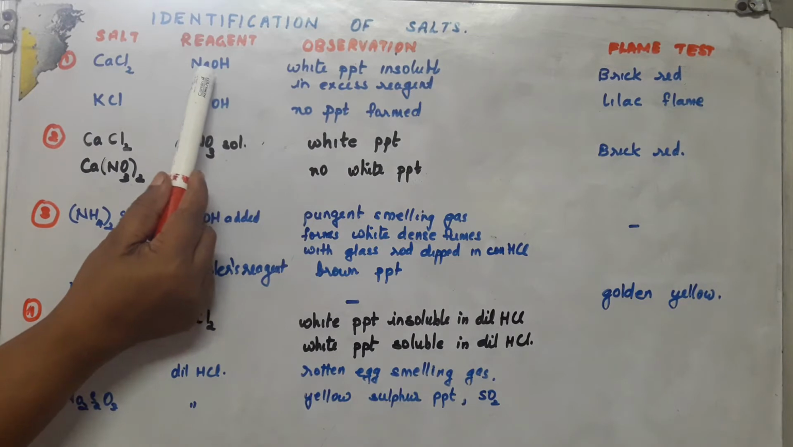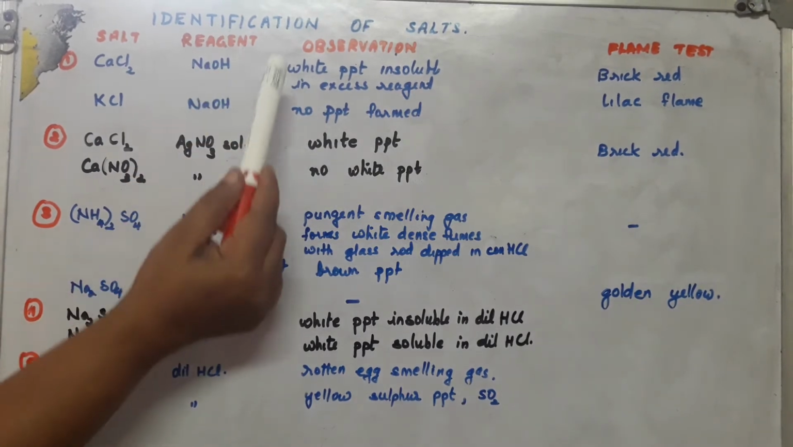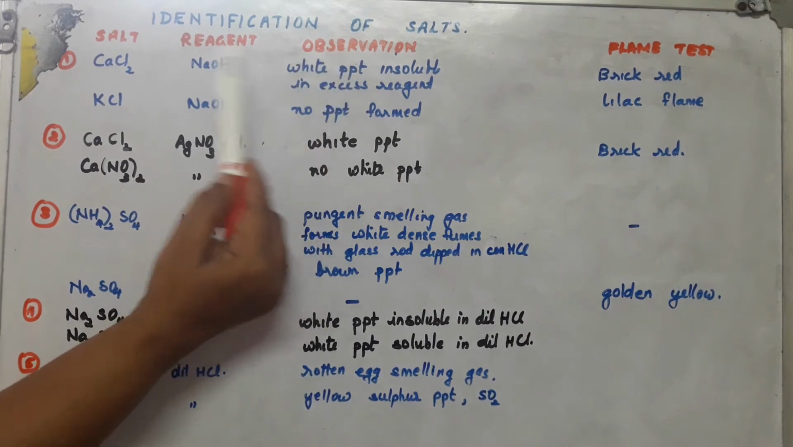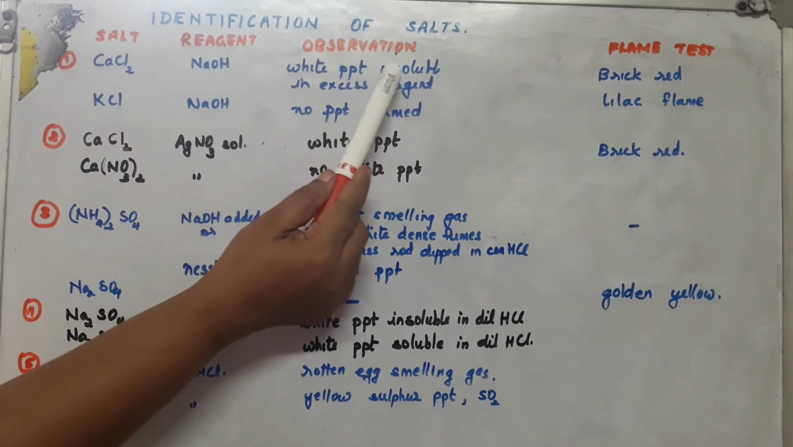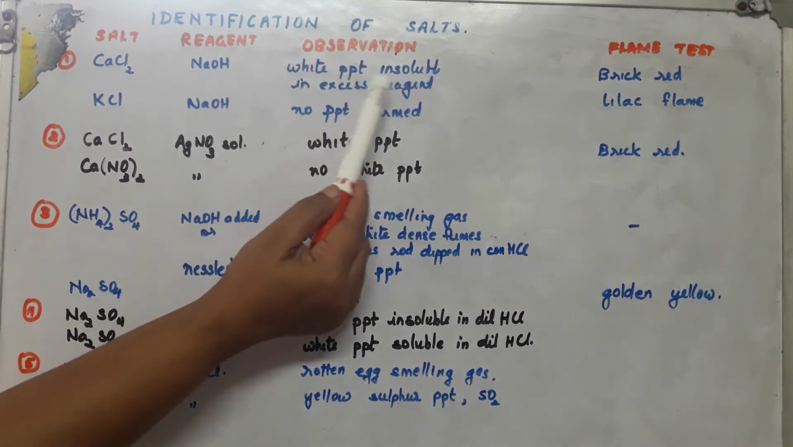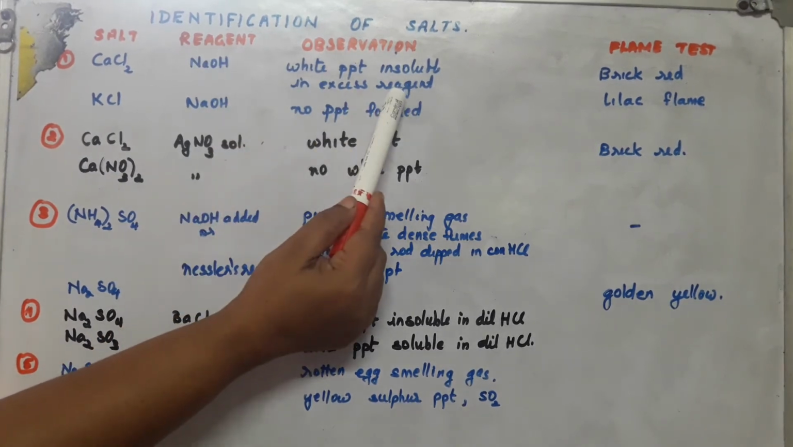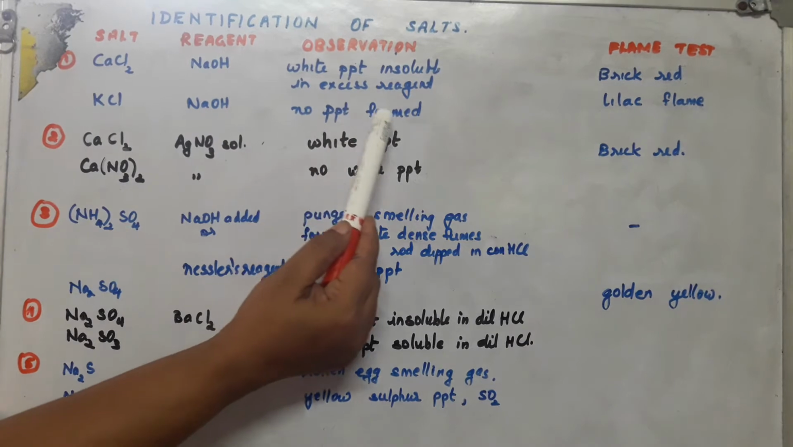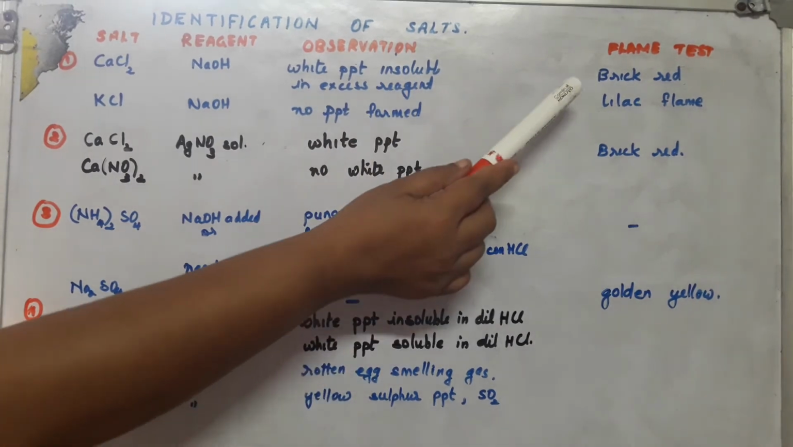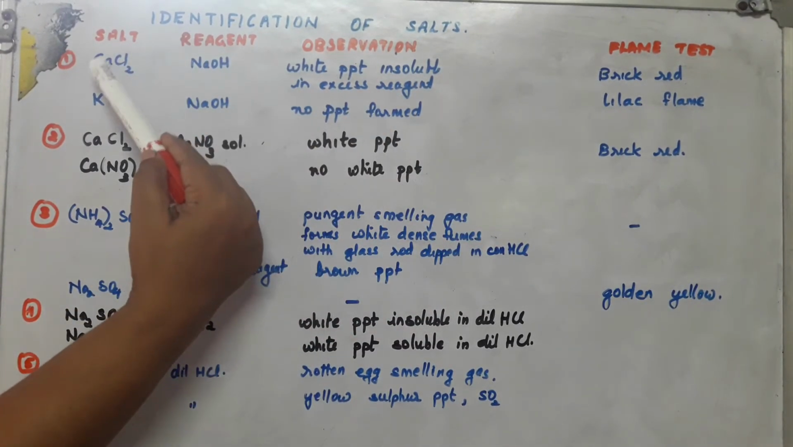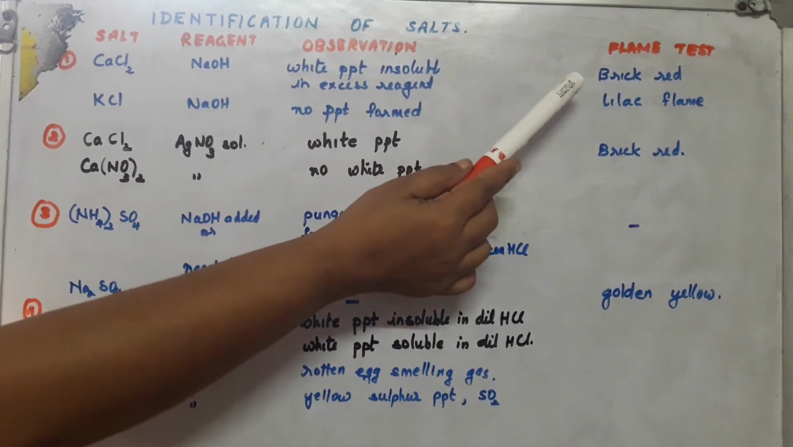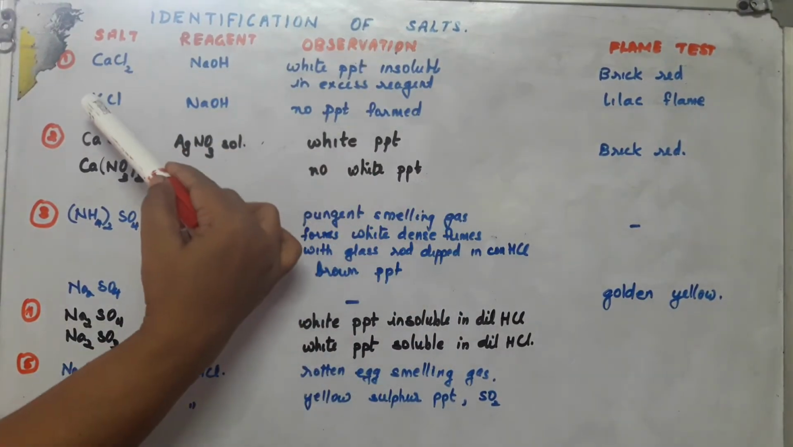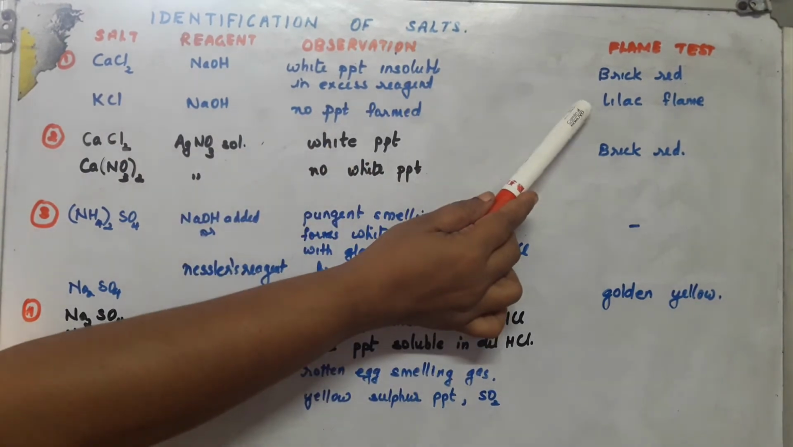So add sodium hydroxide to these salts, then you will be seeing a white curdy precipitate for calcium chloride, which is insoluble in excess of sodium hydroxide reagent, whereas potassium chloride will not be giving any precipitate. Now the flame test here is, since calcium and potassium will be giving flame color, calcium will be giving brick red color and potassium will be giving lilac flame.